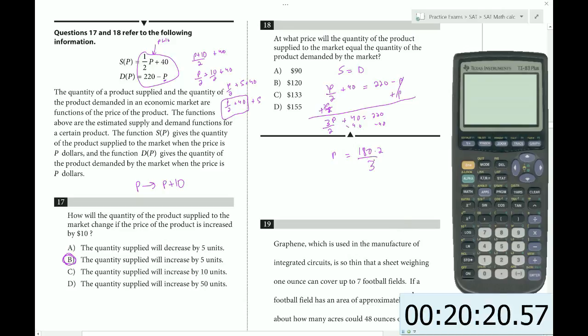So now I can do the division first. 180 over 3 is 60. 60 times 2 is 120. So I get 120 as my final answer, choice B.